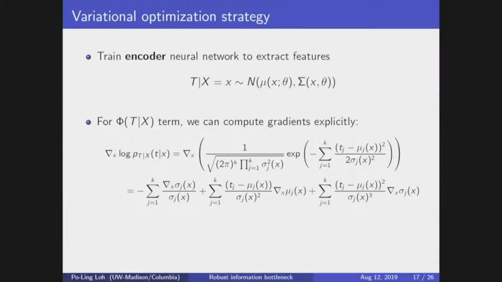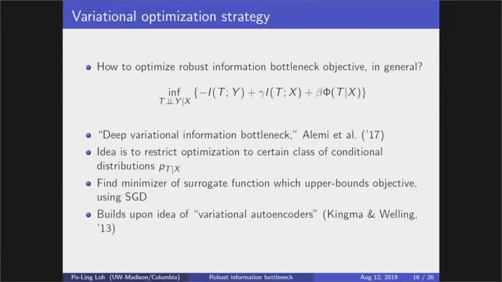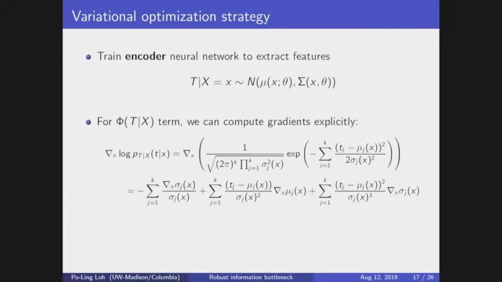But how do we actually do this, right? That sounds great, but we need to somehow get back to this function. I was saying that we need to come up with a surrogate function that can be optimized using stochastic gradient descent. So let's focus on the phi term. Really, we need to come up with a bound for all three of the terms. If we focus on the phi term, then because of the nice parametric form that we're assuming for this feature extractor, this tells us what t given x looks like.